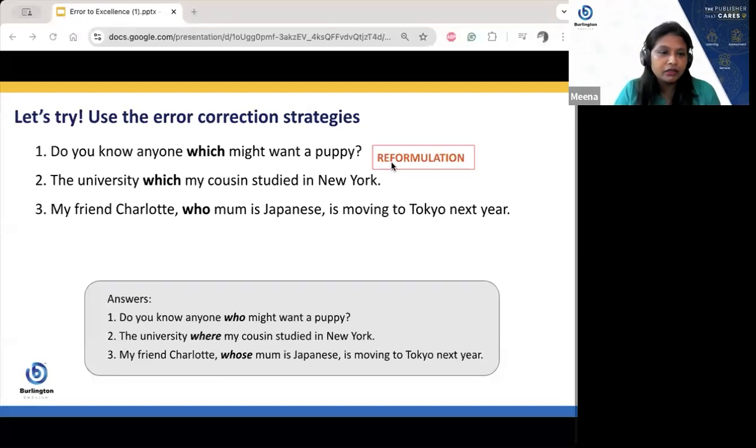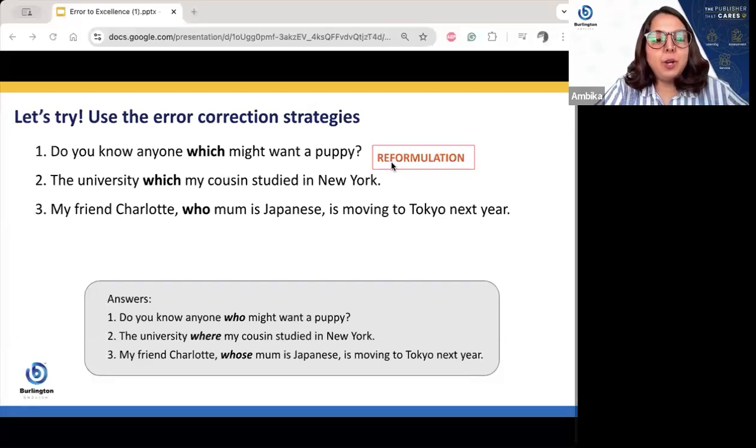Let me try. Do you know anyone who might want a puppy? Yeah, so you stress on the who. So you can answer the question for the student also and say, oh yes, I do know a person who might want a puppy. Thank you. The who in the chat box kind of tells me that you definitely can stress on that. So stress on the answer. Yes, the answer is already there. I just want you to tell me how will you use the technique that we did.